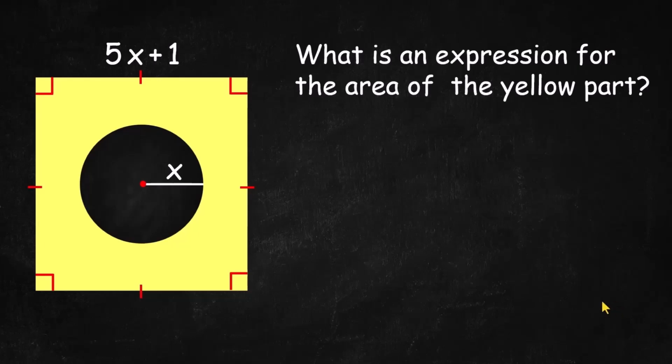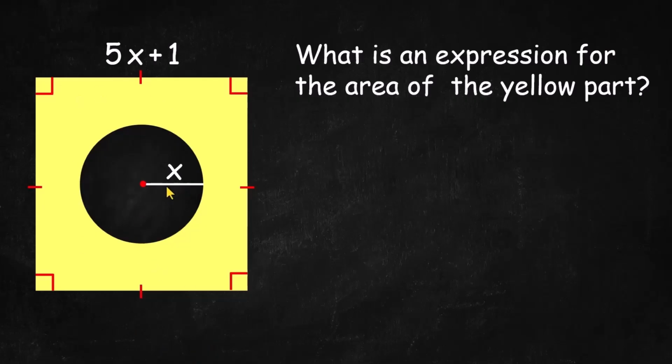Hi there. We've got a square. I know it's a square because all four sides are marked congruent, and it has four 90-degree angles. And the side length is given as 5x plus 1, which means they're all 5x plus 1. And then it has a hole in the middle that's a circle, and the radius of that is x.